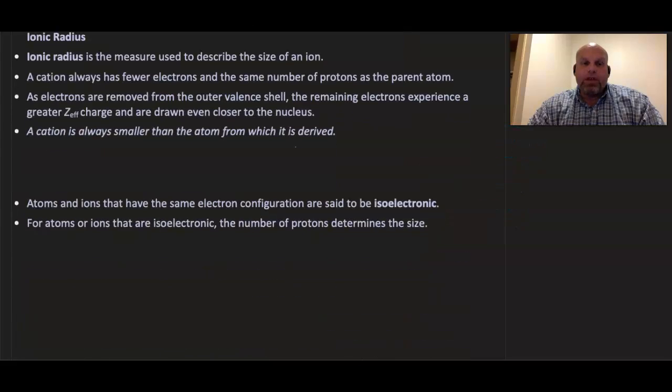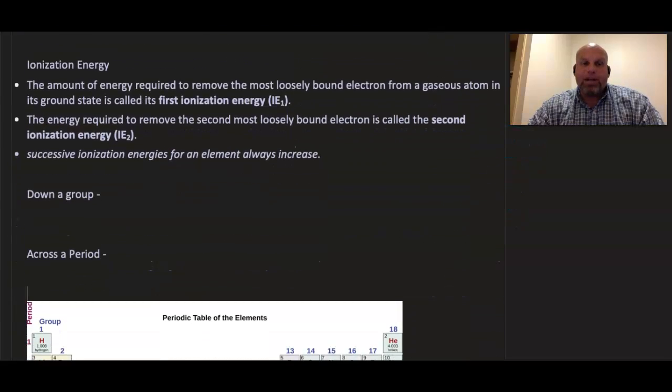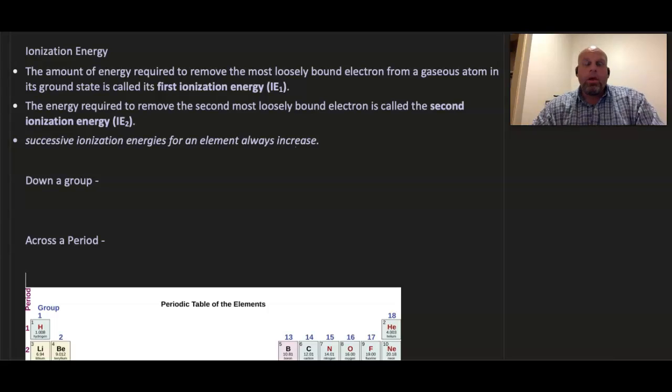Let's move on to the next trend, which is ionization energy. So ionization energy in general is the amount of energy required to remove an electron from an atom.